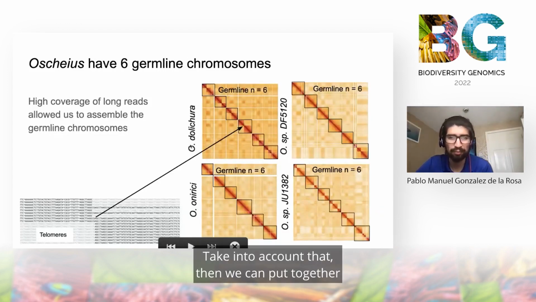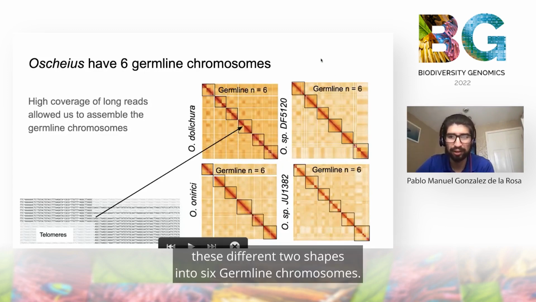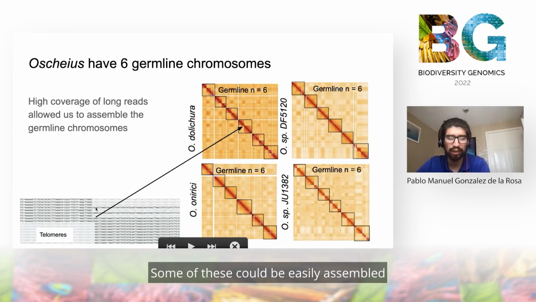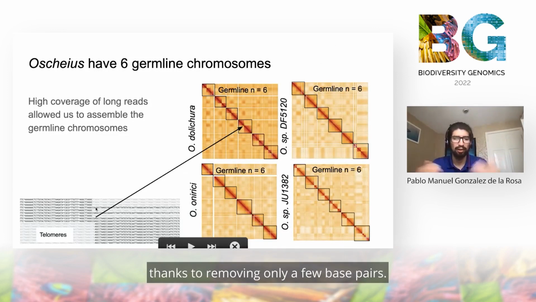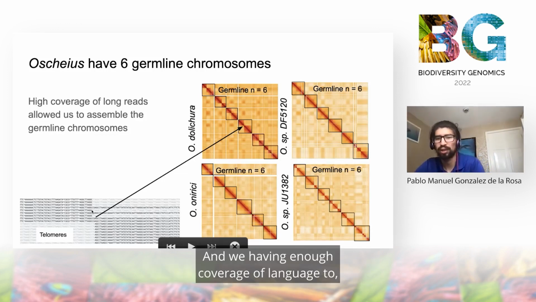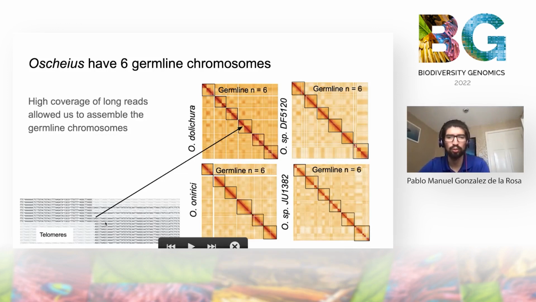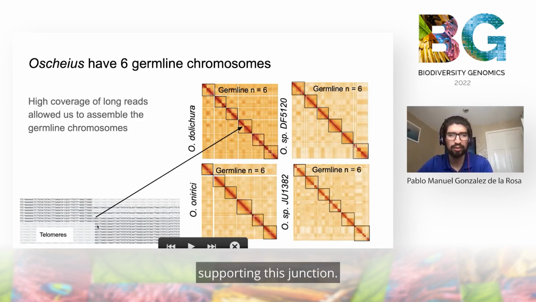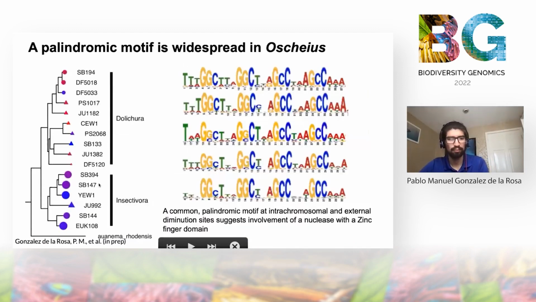Taking that into account, we can put together these different shapes into 6 germline chromosomes. Some of these could be easily assembled thanks to removing only a few base pairs, and us having enough coverage of long reads to cross over and capture non-telomeric reads supporting this junction.